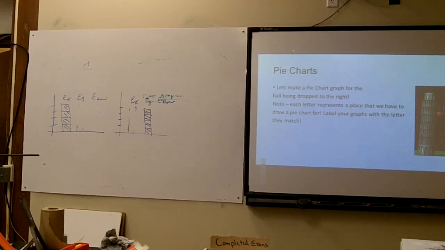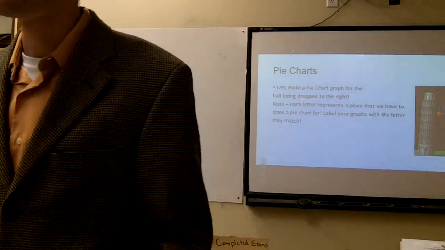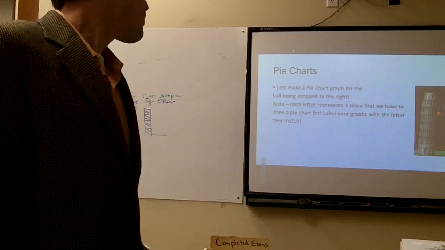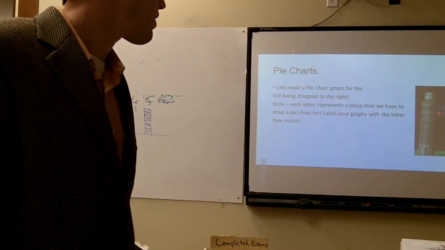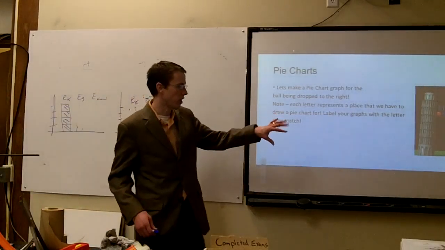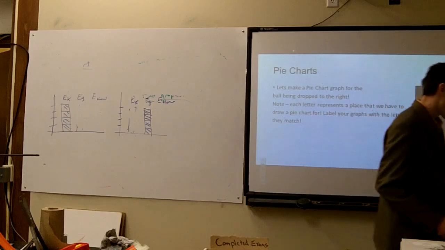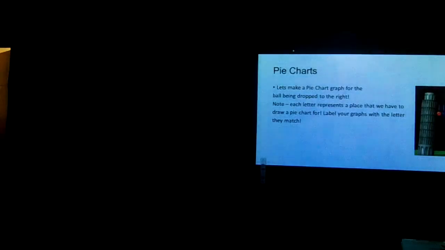All right, so now what we're going to do is pie charts. Pies look like pies. They're easier to distinguish than bars because bars have bars on them. So now we're going to make a pie chart for the ball being dropped. Label your graphs with the letter wherever they match, okay? Notice here we have 2 balls. I'll turn off the light so you can see this better. We're going to do this for both balls, all right?